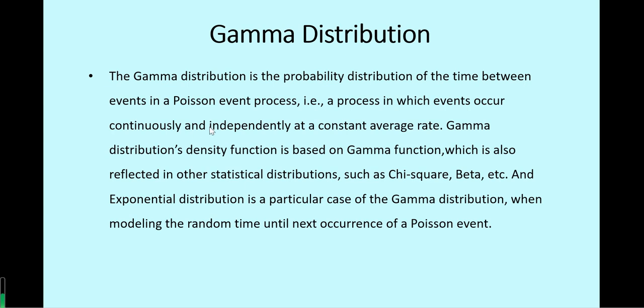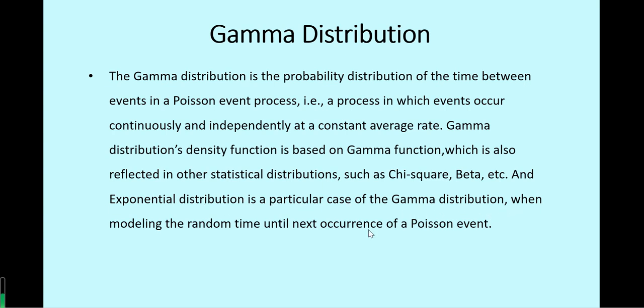So the gamma distribution density function is based on the gamma function. And the gamma function is also used in other statistical distributions, such as chi-square and beta. So gamma distribution is a general case of many other distributions, like chi-square, beta, and exponential. Exponential distribution is also a particular case of the gamma distribution.